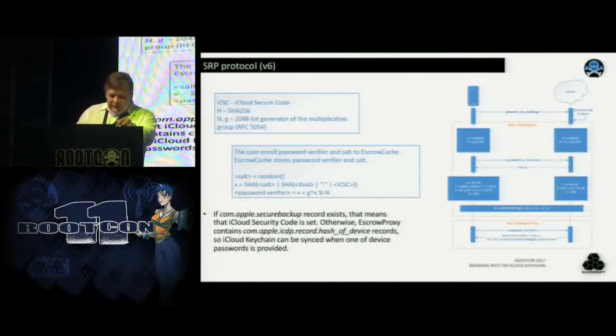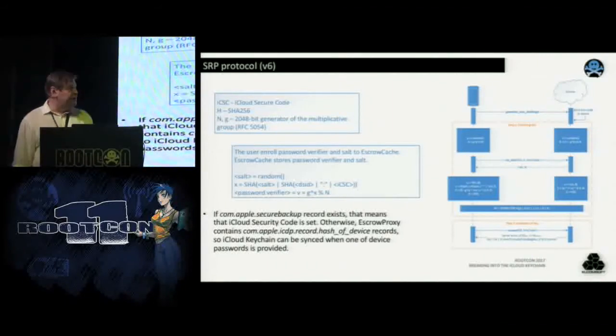By analyzing the Apple Secure Backup record, if it exists, that means that the iCloud security code is set. And so if the iCloud security code is there, that means that the given account doesn't have two-factor authentication enabled. And if there is no such record, then the escrow proxy contains home.apple.com.icdp and then the hash of the trusted devices. And that means that the iCloud keychain can be synced with that device. This, of course, will allow entering into the trusted circle.